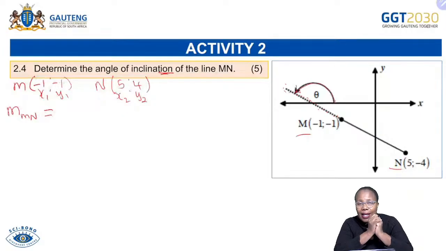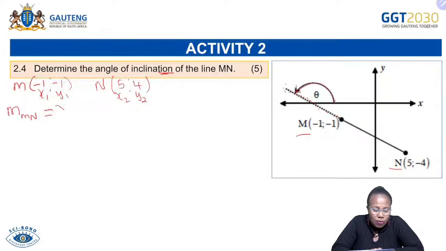You must analyze the question and check now. If I need an inclination, that means I need a gradient. Do I have a gradient? No. Can I calculate it? Yes, because I have 2 points. It's only then that you will know that you need to calculate a gradient first.